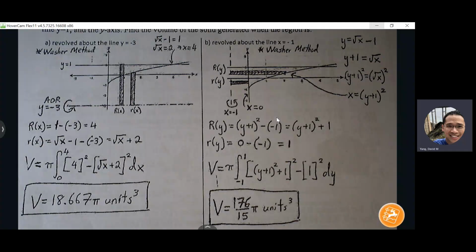All right, you guys have homework from 7.2b for washer method. Nothing new on Monday. We're just going to practice more with this.